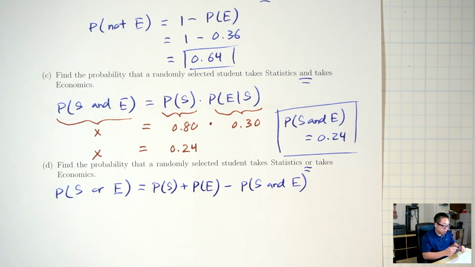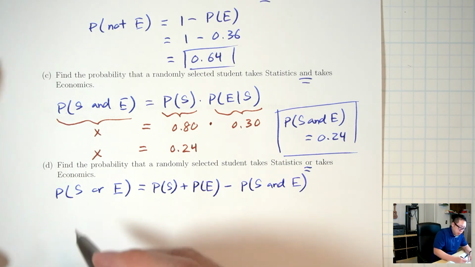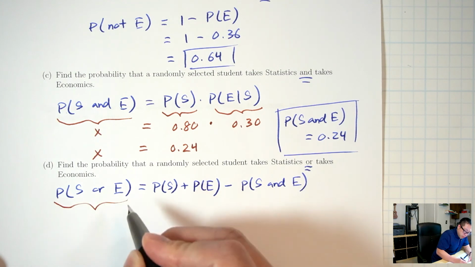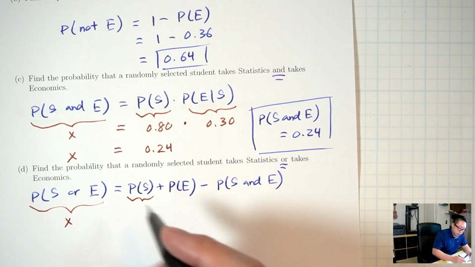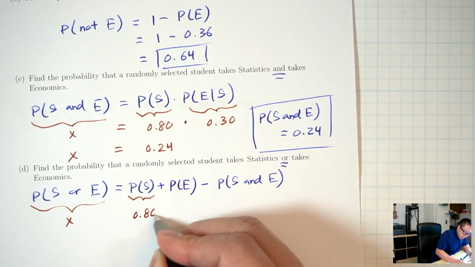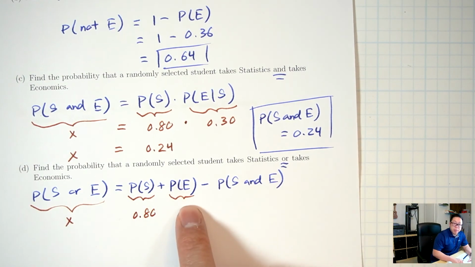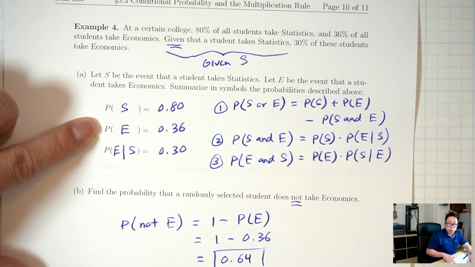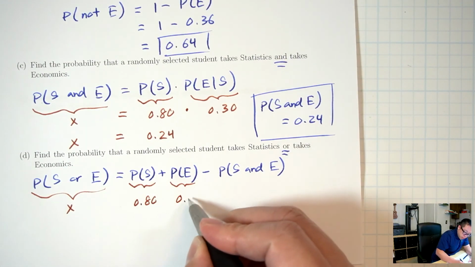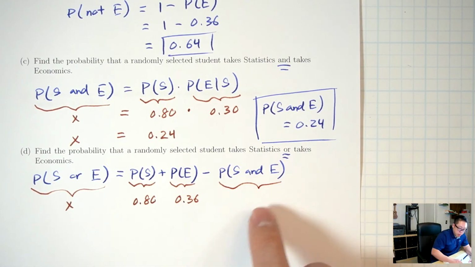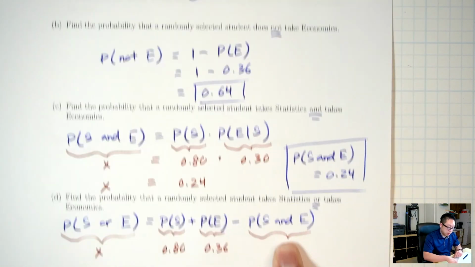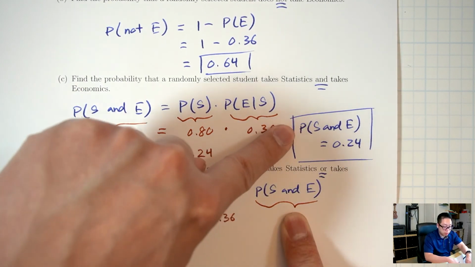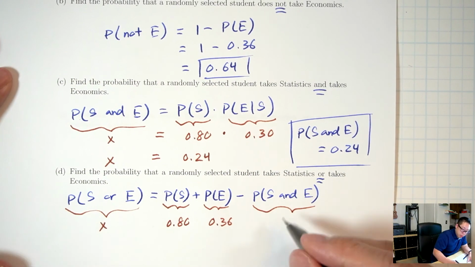Okay, fill in the things that you know. Probability of S or E, that's what I'm looking for. So let me call that X. Probability of S, 0.80. Probability of E, 0.36. Probability of S and E. It's not one of these, but we did actually find it in part C, right? S and E is 0.24, so that's 0.24.